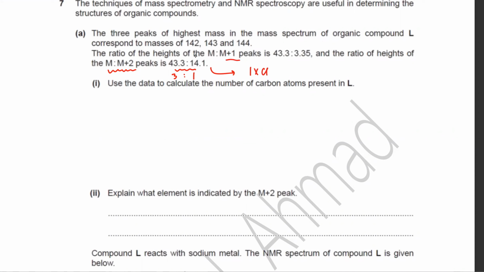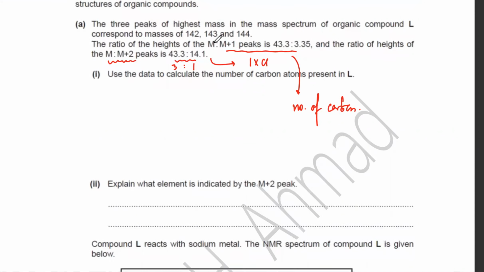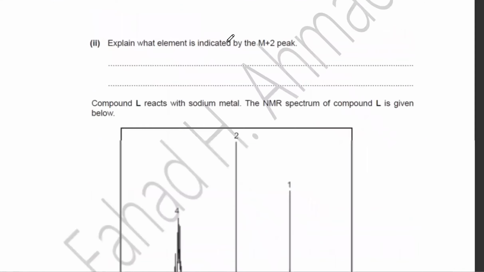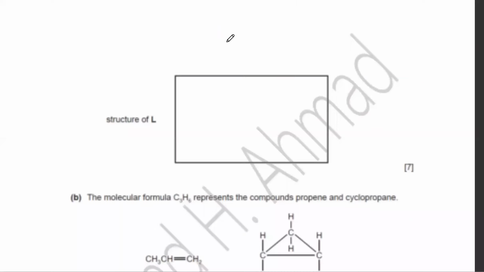और m+1 का भी ratio दिया हुआ है. इससे आप क्या figure out करोगे? You'll be able to figure out the number of carbon atoms. ठीक है? We're not going to do any more math. लेकिन is the question clear? उससे कहा है what element is indicated. ठीक है? ये clear है ये part? Yes. Yes, sir.